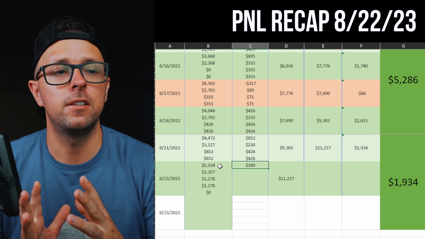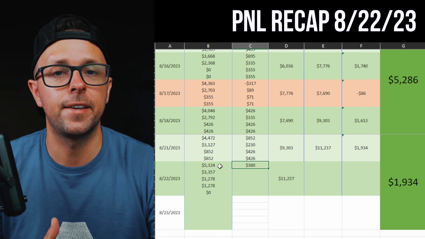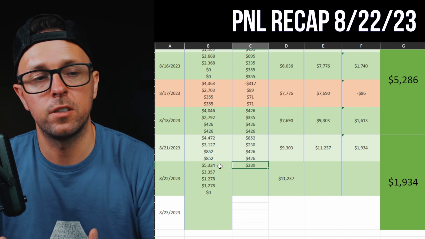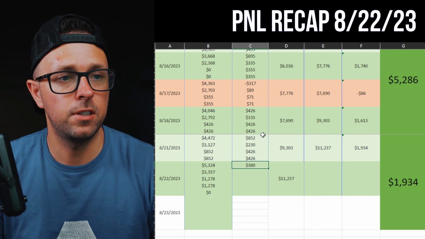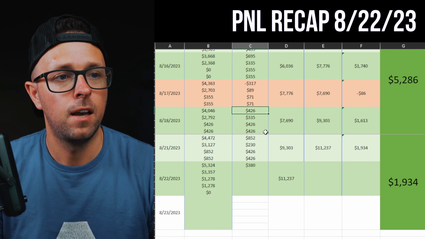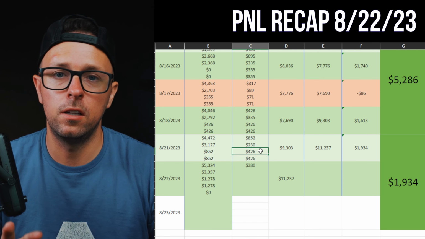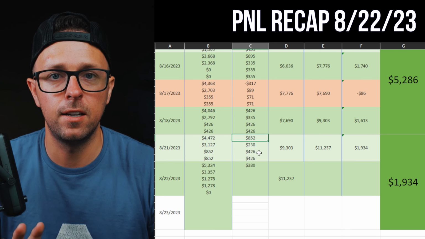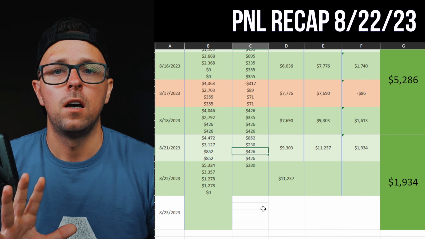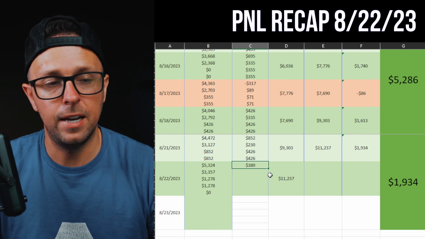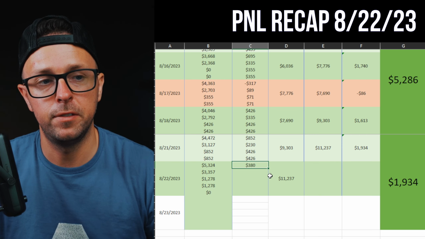And I scaled down just to still trade that account, but not take as much risk. So I made 380 on that account versus here, you guys could see yesterday, I made 852 on that account, and I made 426 on the 50K account. So I took double the size in the 150K versus here, I took the same size as my 50K accounts.